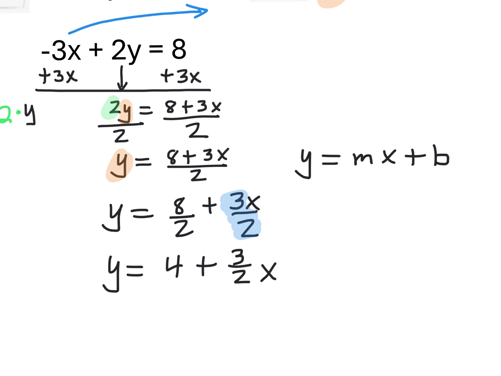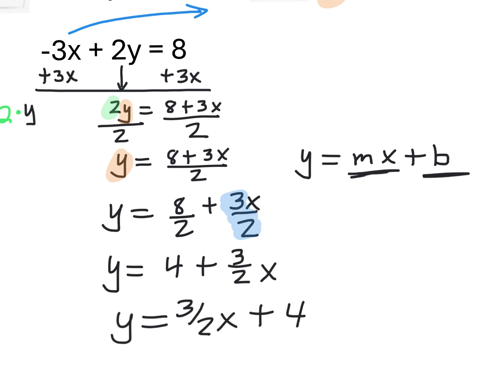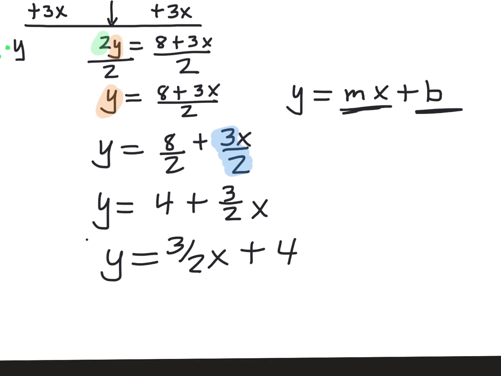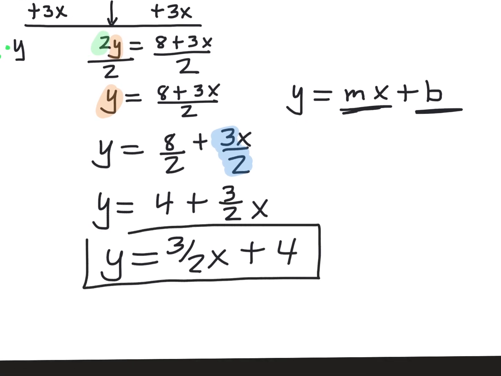And then finally, in slope-intercept form, again, this is not wrong. However, typically, we're going to see the x before we see the number. So I'm going to do one more alteration, and I'm going to flip them around so that this is in more of the traditional y equals mx plus b.